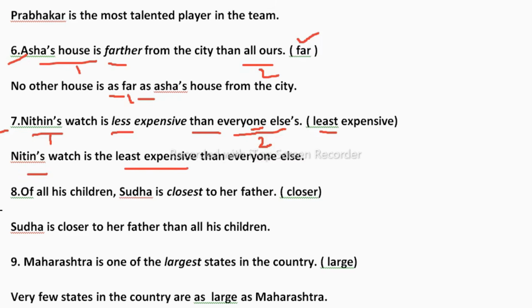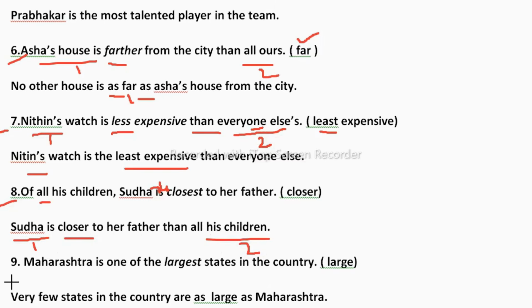Next one, of all his children, Sudha is closest to her father. They have used the term all. Whenever all is there, we write the superlative degree. Of all her children, Sudha is the closest to her father. To transform it, we have to use the word closer, the comparative degree: Sudha is closer to her father than all his children. Sudha is one and his children the second one. That's why we are using the comparative degree here. We have to use er here, closer.